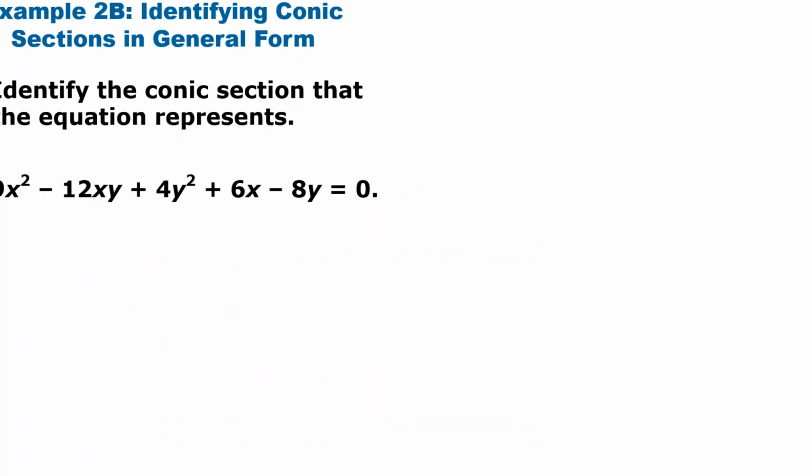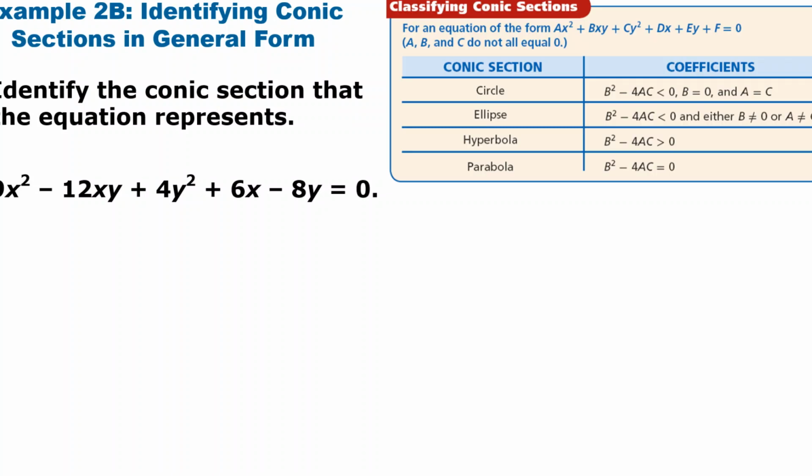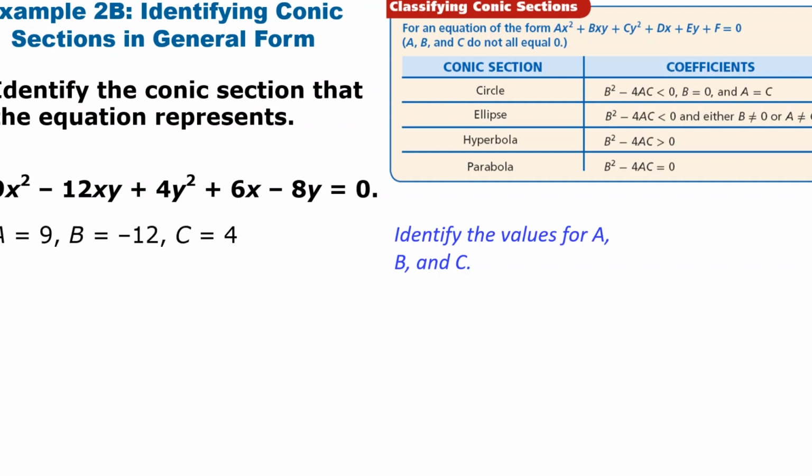All right, try another one. So first of all, let's get our chart pulled up here. The first thing that we want to do is go ahead and identify our values for A, B, and C. So as you can see, A is 9, B is negative 12, and C is 4. So here's our equation, B squared minus 4AC.